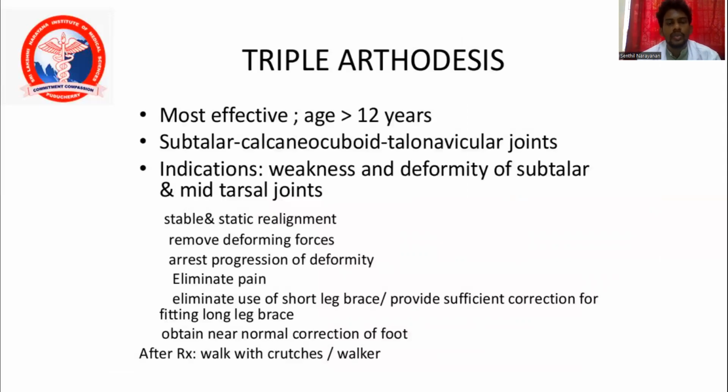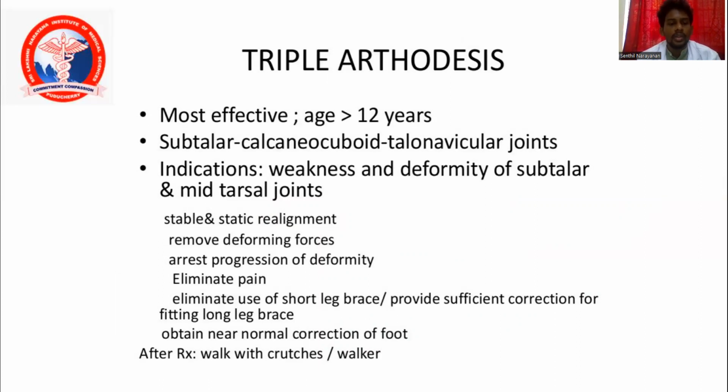What are the bony surgeries possible for foot drop? Triple arthrodesis, most effective at age more than 12 years. The subtalar, calcaneocuboid and talonavicular joints are used. Indications: weakness and deformity of subtalar and mid-tarsal joints. Stable and static realignment removes the deforming forces, arrests progression of deformity, eliminates pain, eliminates use of a short leg brace, or provides sufficient correction for fitting a long leg brace. It obtains near normal correction of the foot.